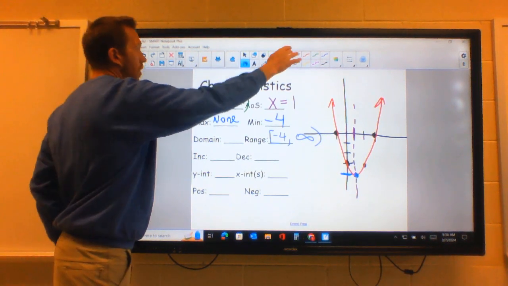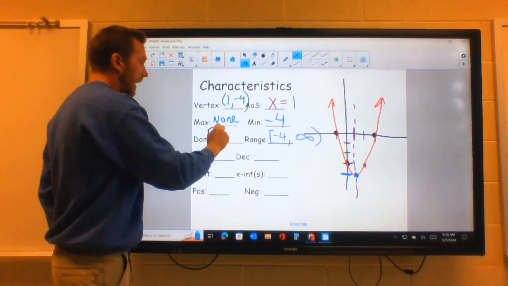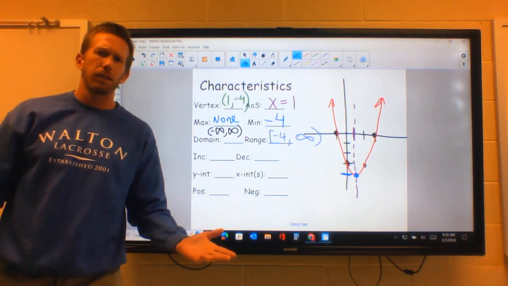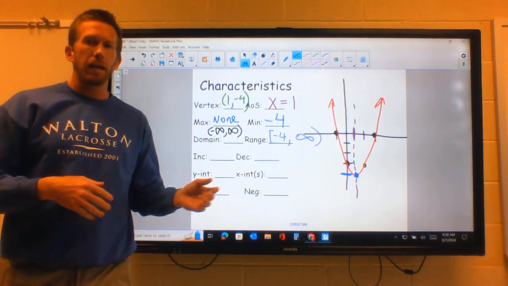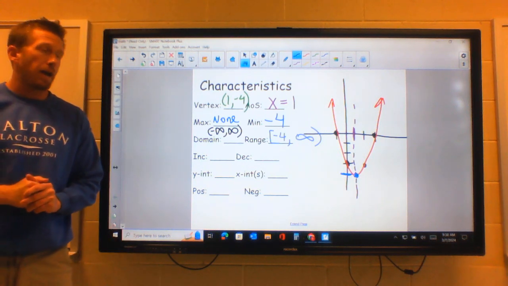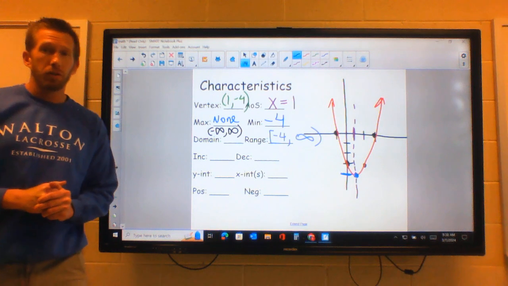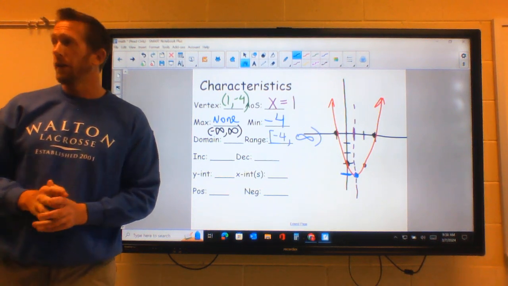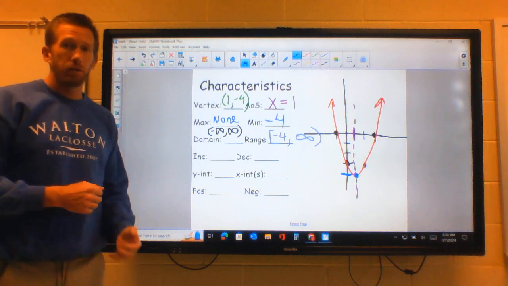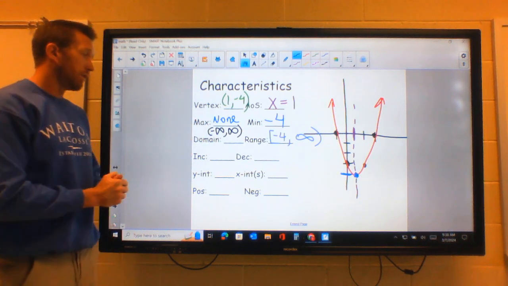Our domain for all of these, if you recall, any quadratic function has the domain of all real numbers. Essentially, that just means you can plug in any x value that you want into this function, and it will yield an output value specifically. So we have all real numbers, which we signify using interval notation as -infinity to infinity.